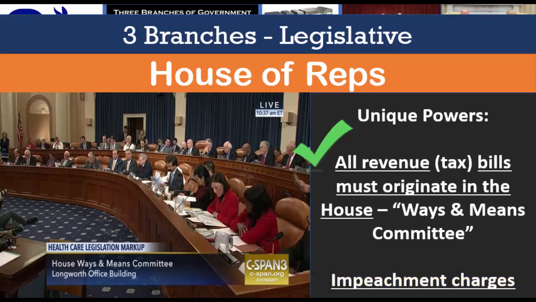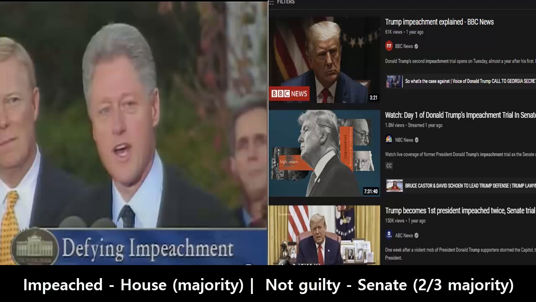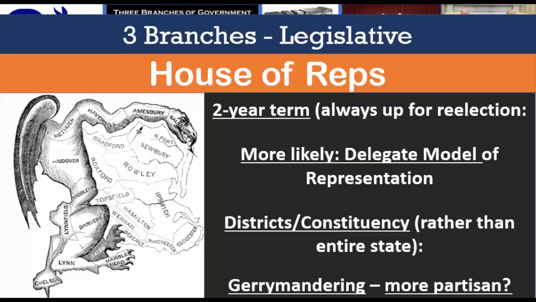However, even if the House impeaches a president, as we've seen in recent history, or any high-ranking official, they have a trial in the Senate, and we've talked about how difficult it is to find one guilty by a 2/3 majority of the senators. Because House members only serve a 2-year term, they're always running for re-election, and they are also impacted by gerrymandered districts, which can lead House members to be more partisan. The length of their term and the need to keep their constituents happy means that House members are more likely to follow the delegate model of representation.